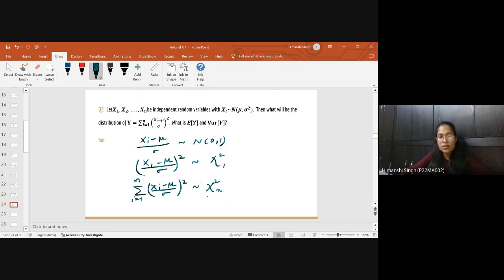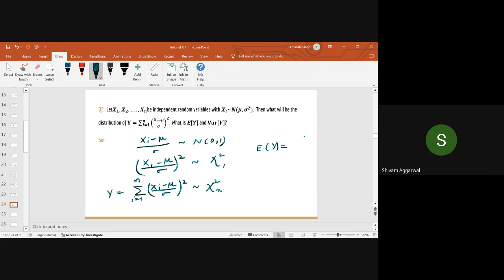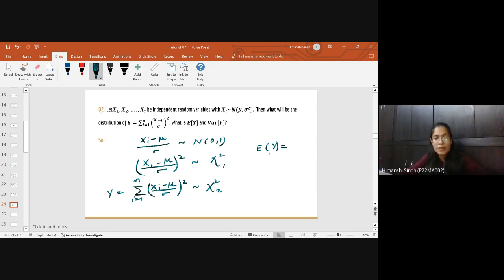Since it is a chi-square distribution, we know what the expected value of y will be. The expected value of y is basically the mean, and the mean of the chi-square distribution is equal to the number of degrees of freedom, so n. And the variance for a chi-square random variable is twice n. This can be proved, and it has also been discussed.